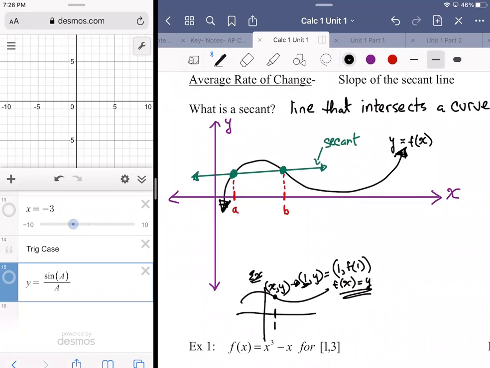All right, to justify why I'm about to call this a comma f of x: it's always x comma f of x, x comma y, but y is f of x. So if I tell you that the x value is a, then it would necessarily have to be f of a instead of f of x. So my second coordinate is b comma f of b.